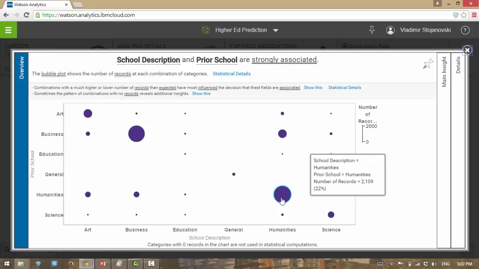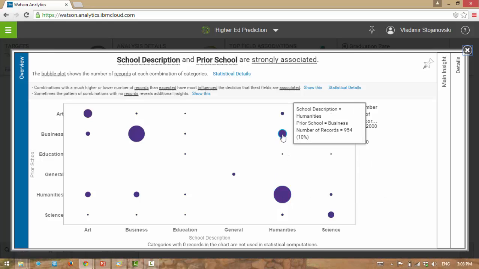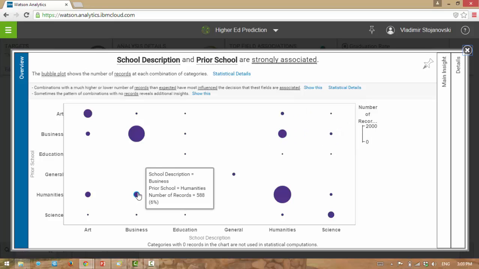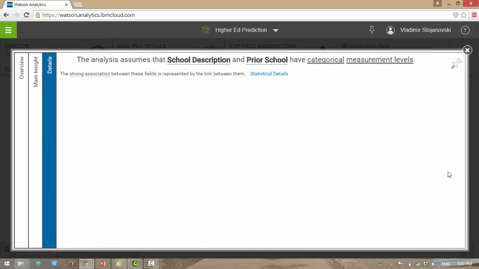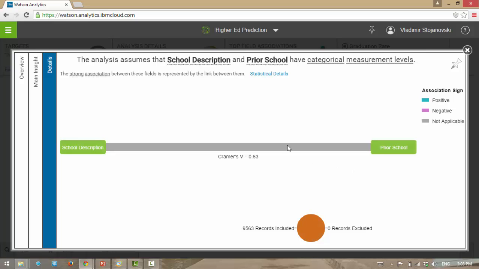The biggest exceptions that I see are business to humanities, which happen 10% of the time. So 10% of the time when students changed their major, they went from the business school to the humanities school. Whereas only 6% went in the opposite direction. So they switched from the School of Humanities to the School of Business. So another interesting finding that was presented to me without me having asked for it. And again, we can look at the details of the correlation. So a pretty strong correlation, and it's visualized on this chart.